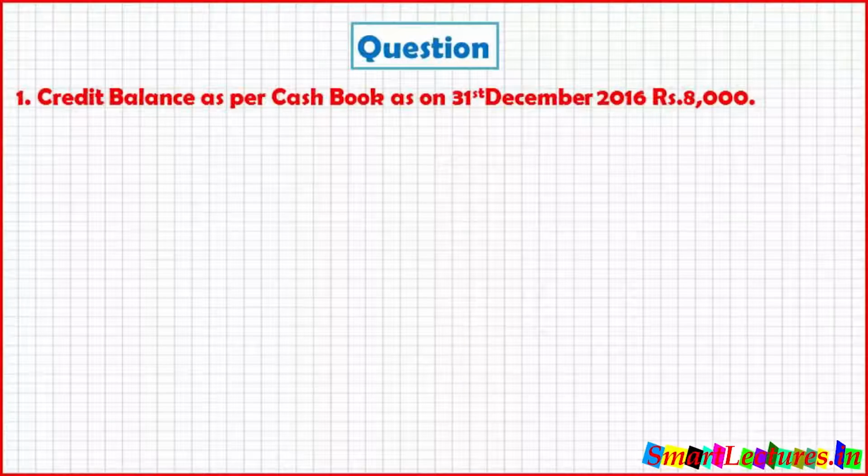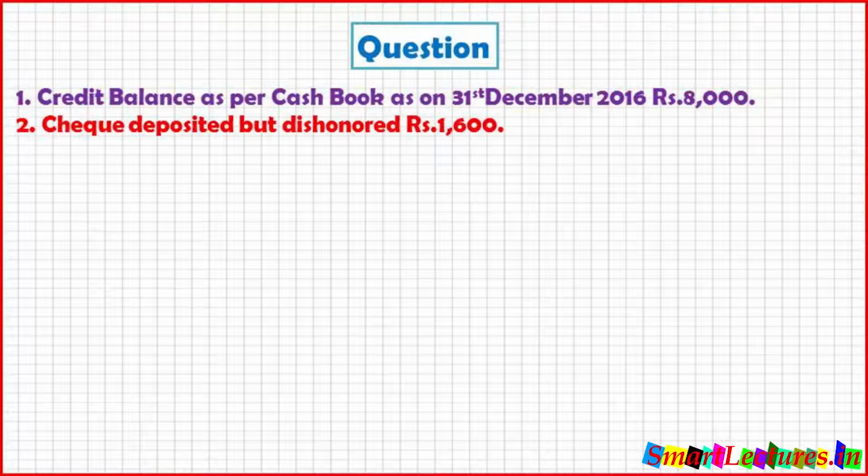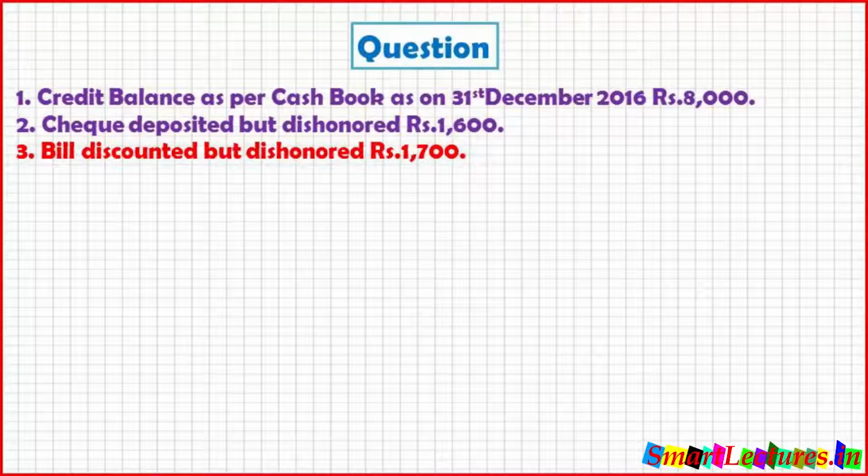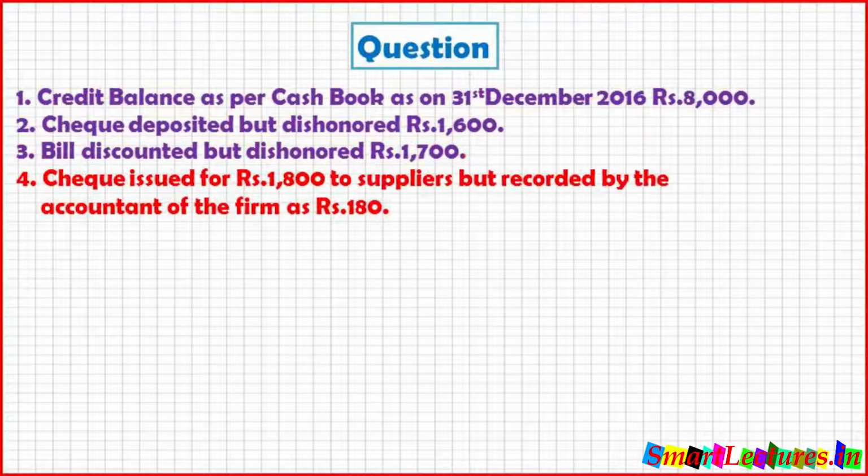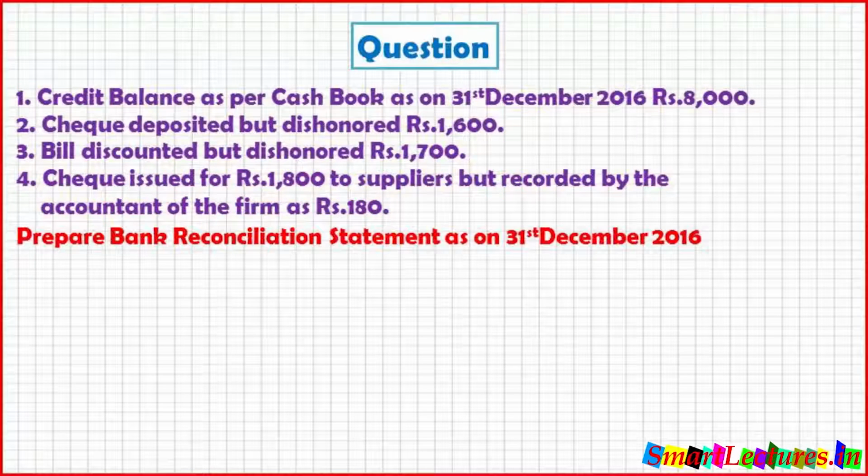Let's take one more question. Credit balance as per cash book as on 31st December 2016, 8,000. Check deposited but dishonored 1,600. Bill discounted but dishonored 1,700. Check issued for 1,800 to supplier but recorded by accountant of the firm as 180. Prepare bank reconciliation statement as on 31st December 2016.